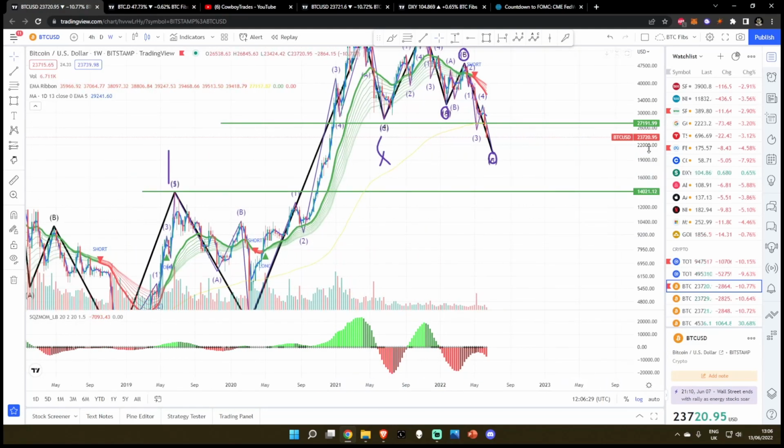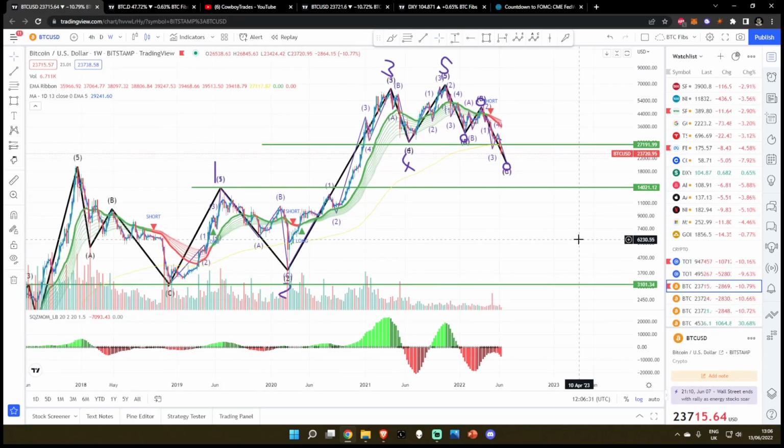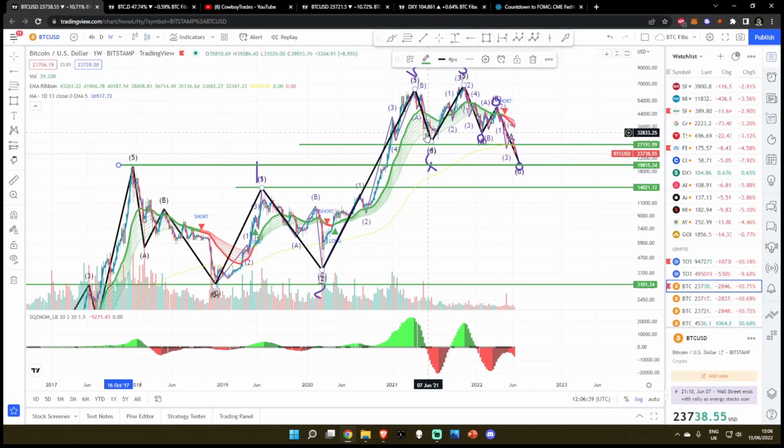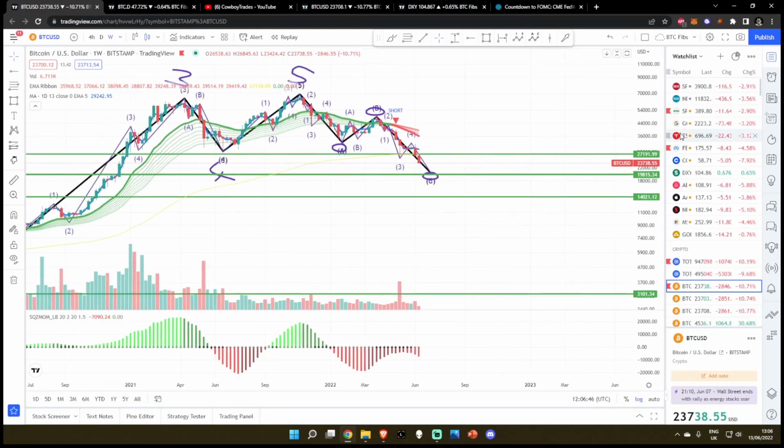Now, I personally do think 14,000 is a little bit overkill. I don't think we're going to be coming anywhere near that range. So I'd say, in my opinion, if we were going to have a traditional Elliott wave bottom, we'd bottom between the three wave and the one wave, probably very, very close to the 19 to 20,000.